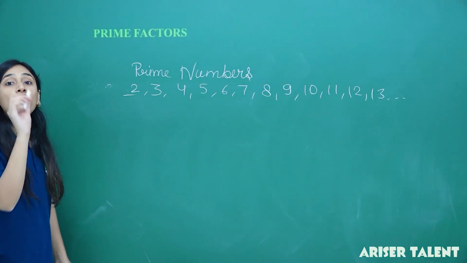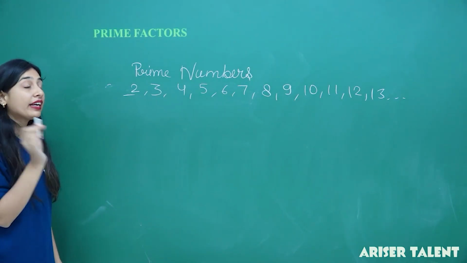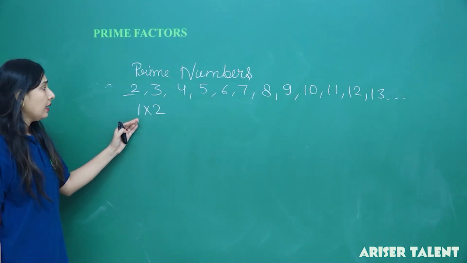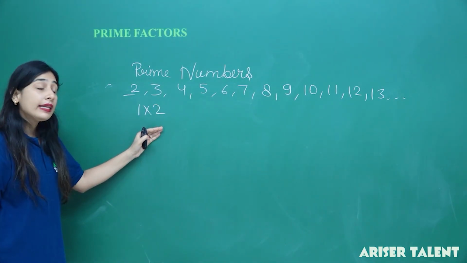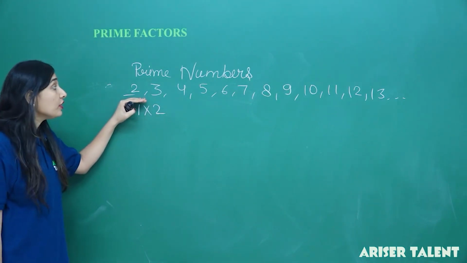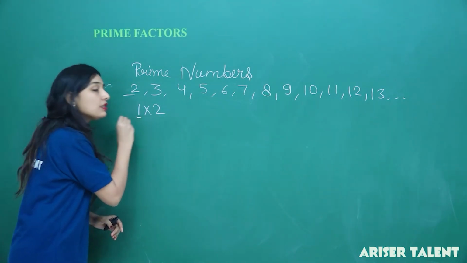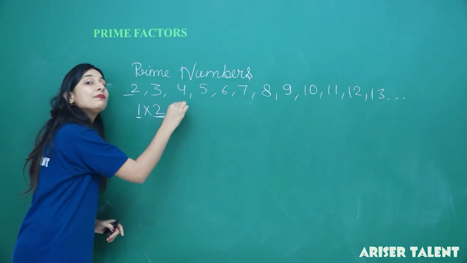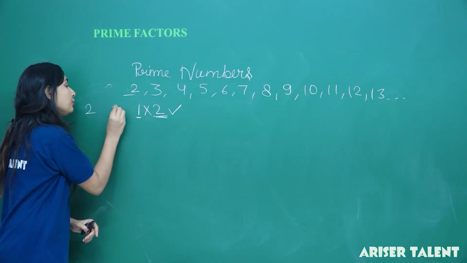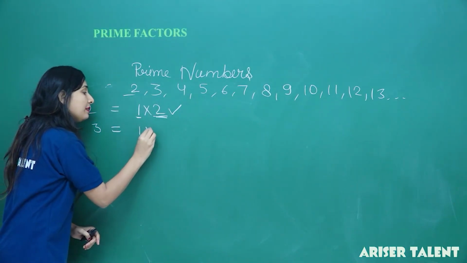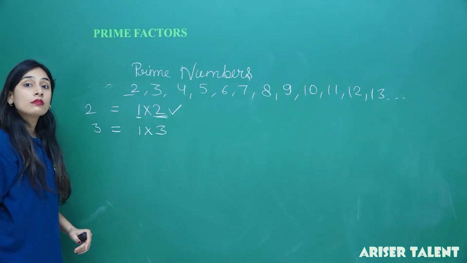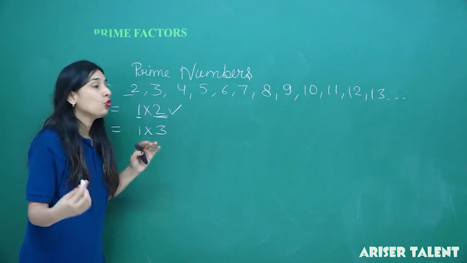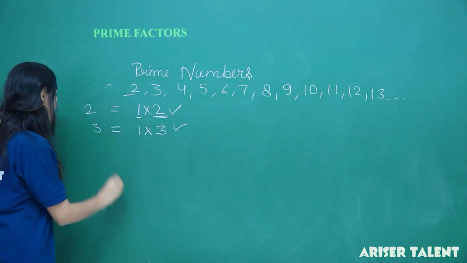Now, 2. What can be the possible factors of 2? And any other numbers? Any other factorization possible of number 2? No. So, first is 1 and second is itself. So, it's a prime number? Yes. Now, factorization of 3. 1 multiplied by 3. Now, any other possible factorization? No. So, it's a prime number.